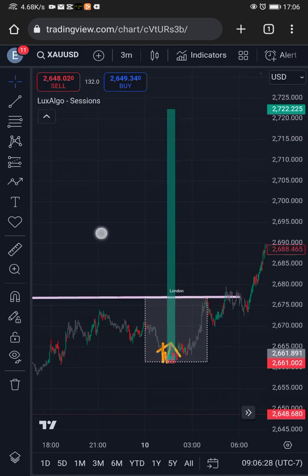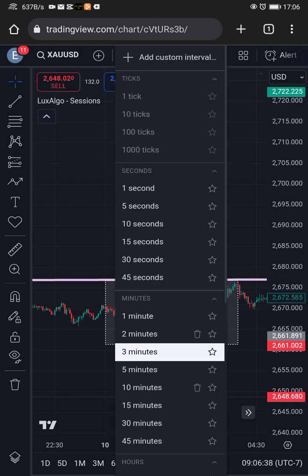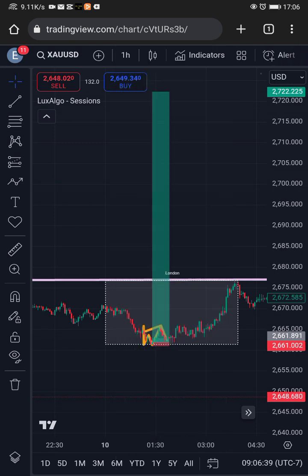So let us check out the sell scenario. First, let us go to our H1.